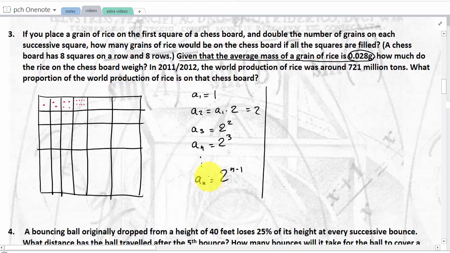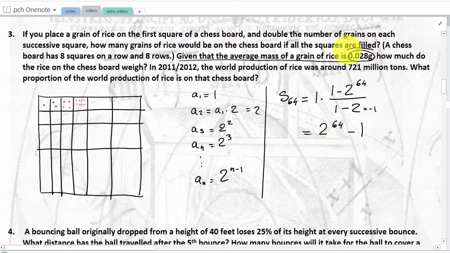If you want to add all the grains, then let's add them. How many terms are you adding? 64. So it is a1, 1, times 1 minus 2 to the power of 64 divided by 1 minus 2, right here. So actually, let's multiply both sides by negative 1. 1 minus 2 is just negative 1, right? So here, let me just simplify that. It's 2 to the 64 minus 1. This is the number of grains of rice that I'm adding.